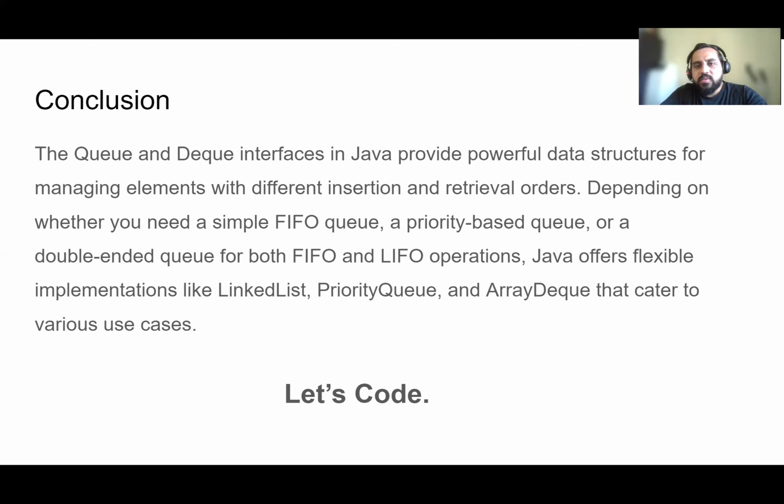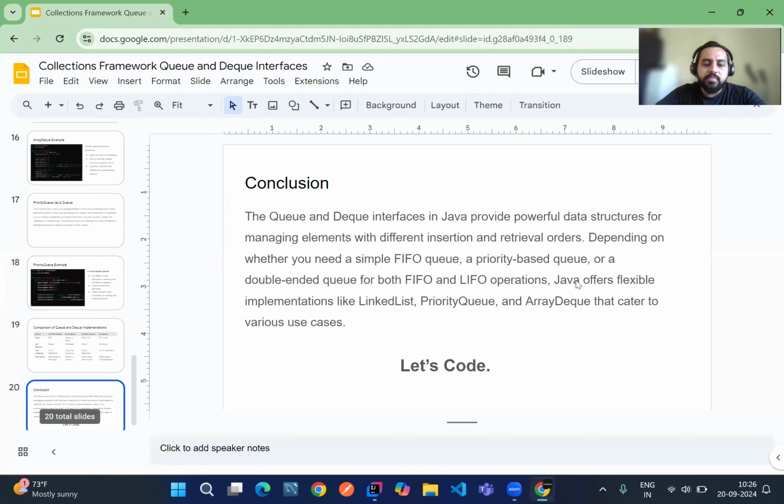In our next video, we'll go into the Map interface, which is another branch of the collection framework where the type of data we're storing is totally different. In Map we store key-value pairs. We'll see that in our next video. Before wrapping up this video, we'll see the practical of whatever we discussed.